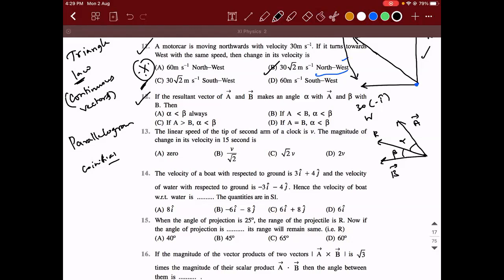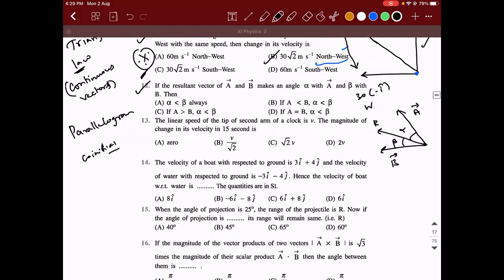If the magnitude of A is less than the magnitude of B, then the value of alpha should be less than beta. Or if the magnitude of A is greater than the magnitude of B, then alpha will be less than beta, and if A is equal to B, alpha will be less than beta. Okay. First, I would like to explain each and everything.